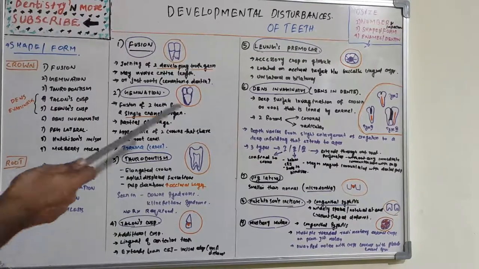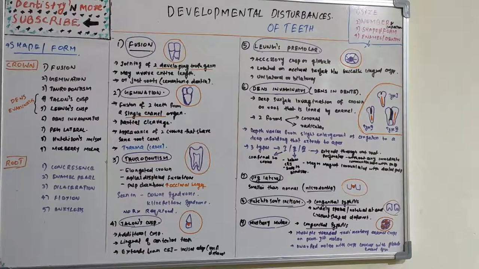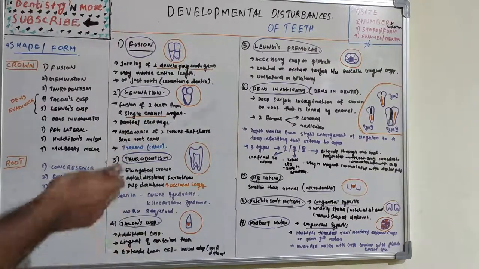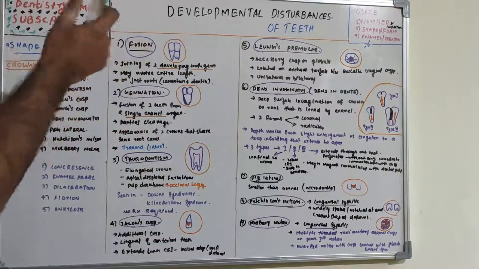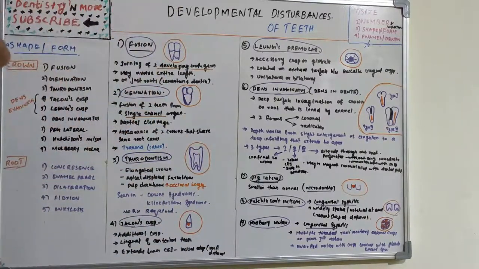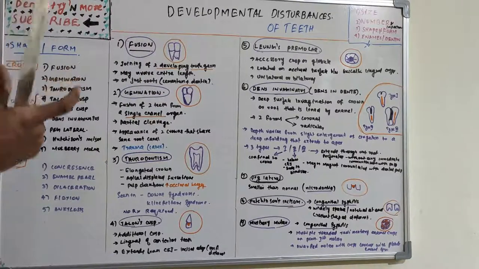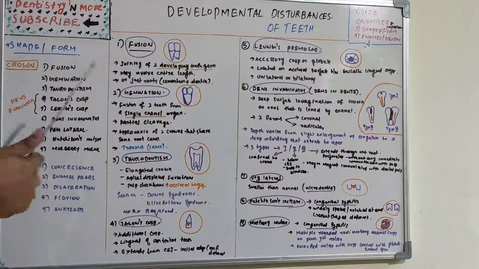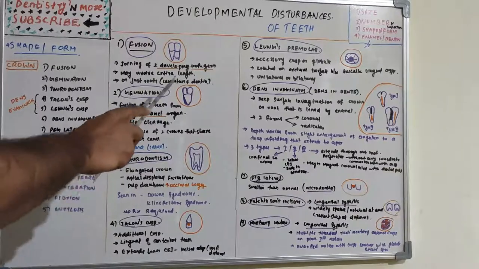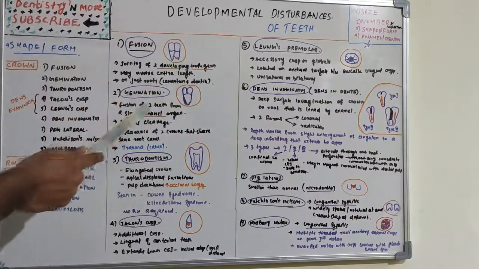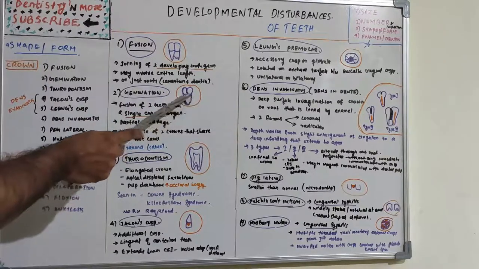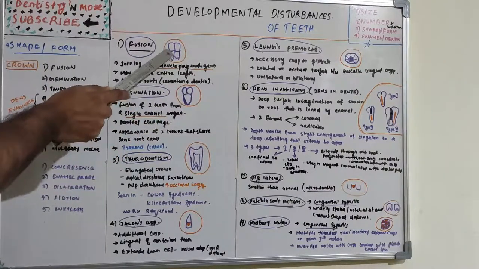So the exact etiology is not known. Possibly it could be due to trauma. So fusion is different, gemination is different. Fusion, the name itself gives a clue. It is a fusion of two separate tooth germs. It appears as a bigger tooth, but gemination is a splitting of just the crown portion. So there will be a small cleavage and it appears as two crowns. So it has a single root or single root canal. It may have two root canals.